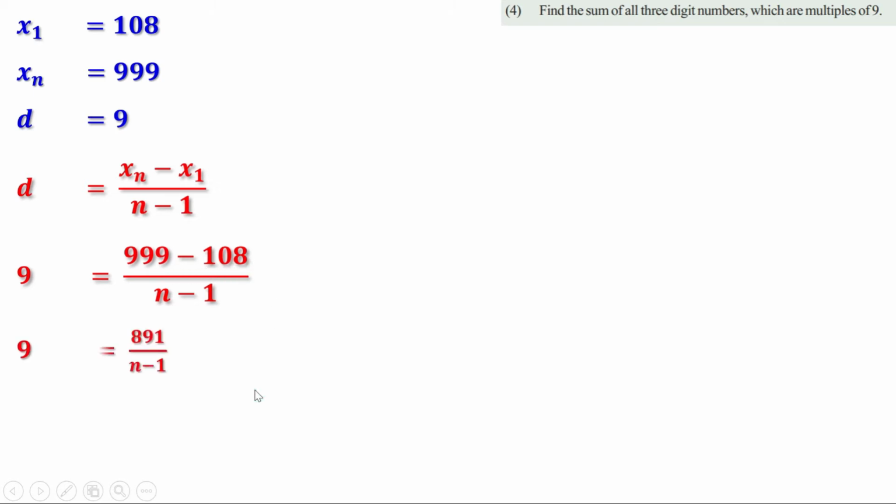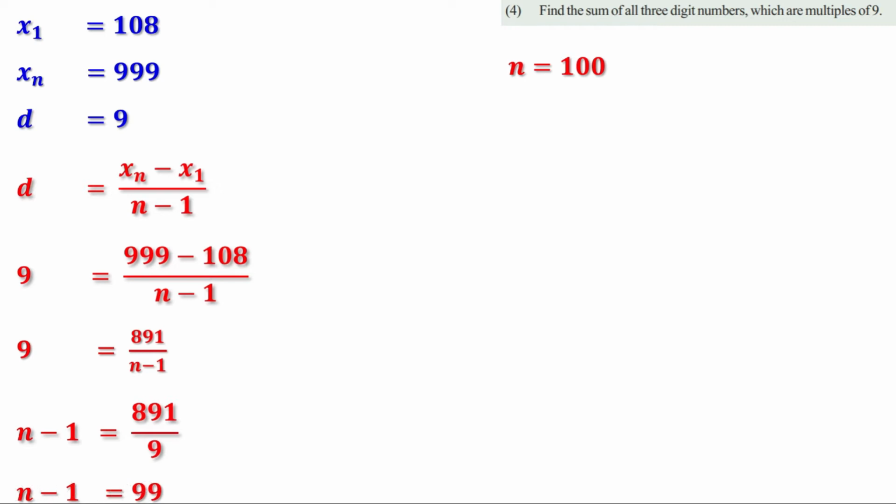Subtracting, we get 9 equal to 891 by n minus 1. We can take n minus 1 on this side. We get 9 into n minus 1 equal to 891. Now we can take 9 on this side. We will get n minus 1 equal to 891 by 9. And dividing, we will get n minus 1 equal to 99. Taking minus 1 on this side, we get n equal to 100. That means there are 100 terms in this arithmetic sequence.